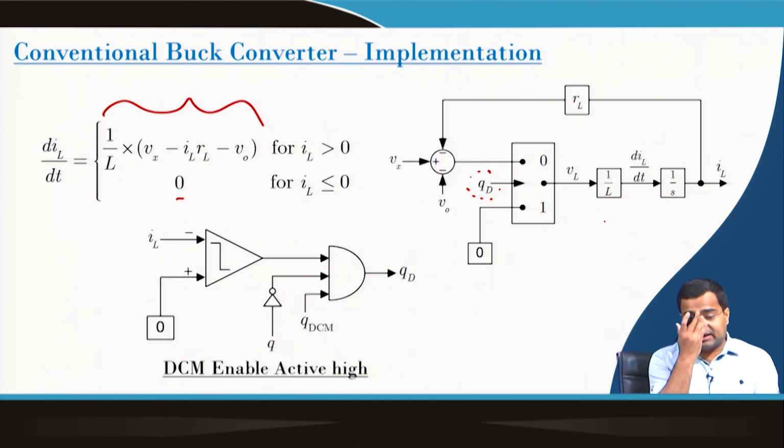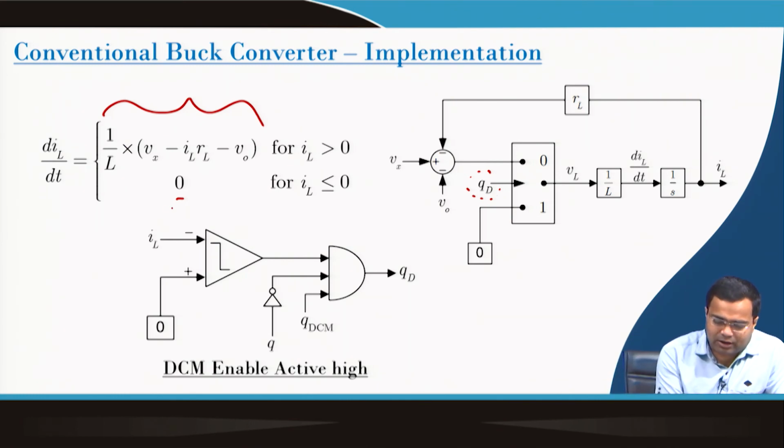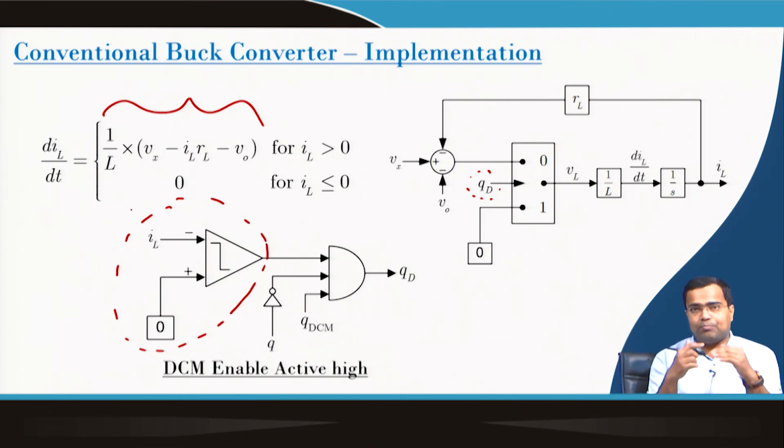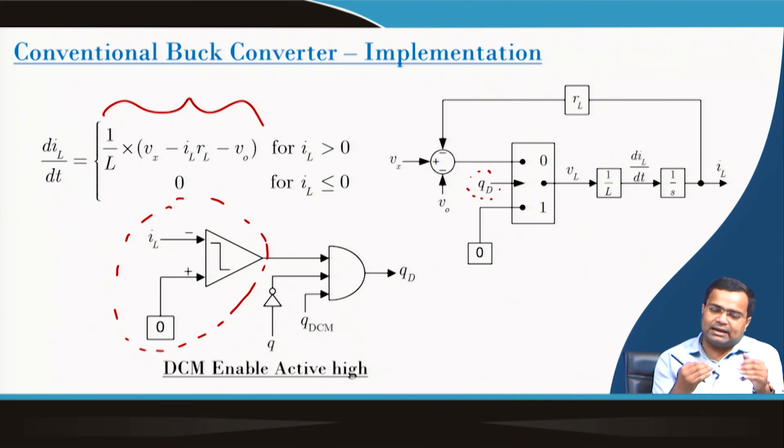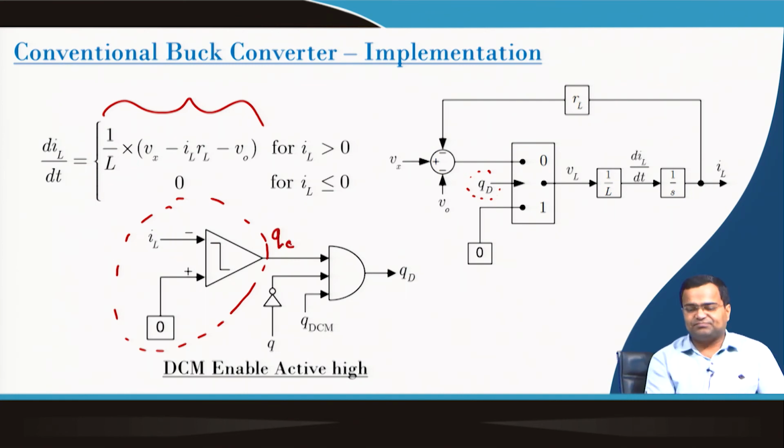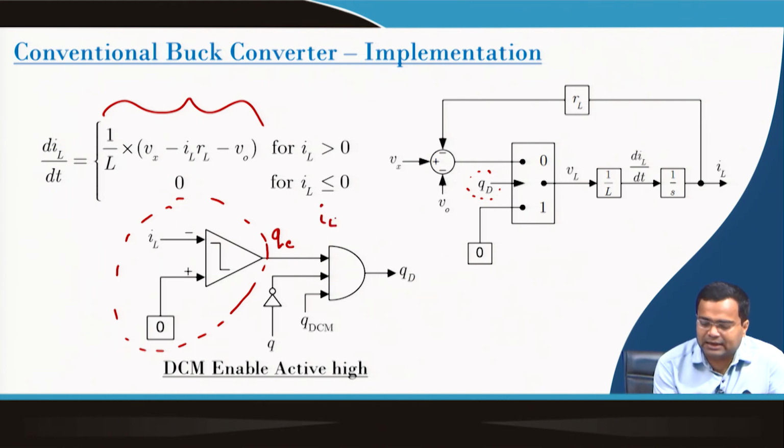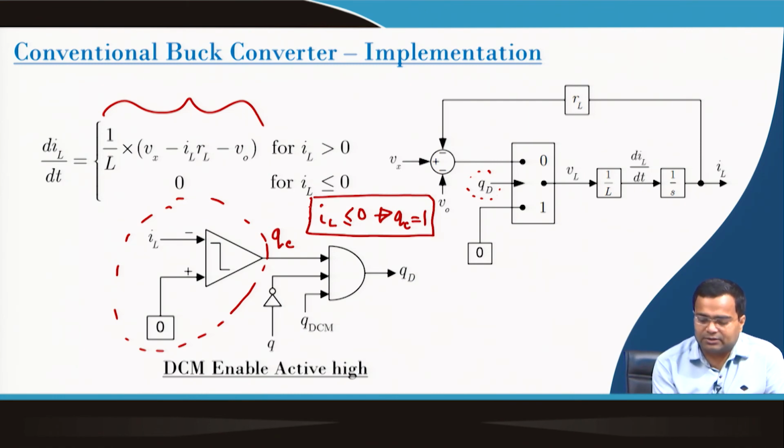So, this can be realized by a DCM enable, active high, where this block detects the 0 current using a comparator. So, the inductor current is compared with the 0 current, and whenever the inductor current tries to go below 0, then this comparator output becomes high. If the comparator output becomes high, that means I am talking about I_L less than or equal to 0, this gives rise to QC equal to 1. When QC equals 1, this signal is high.